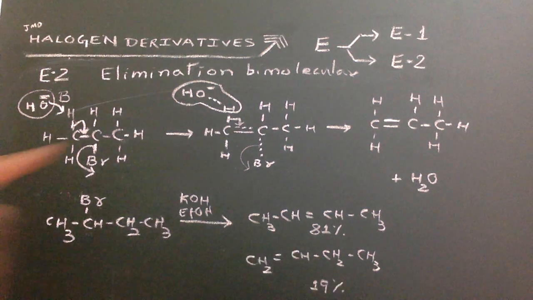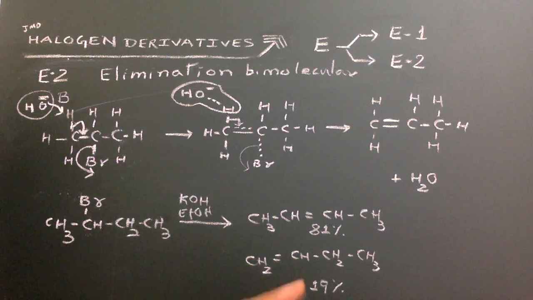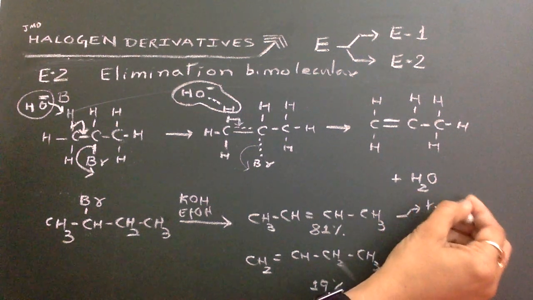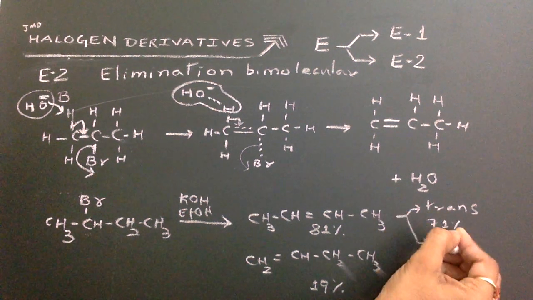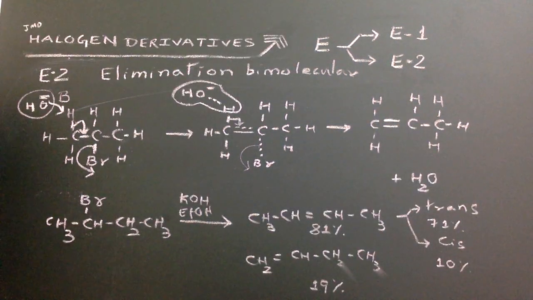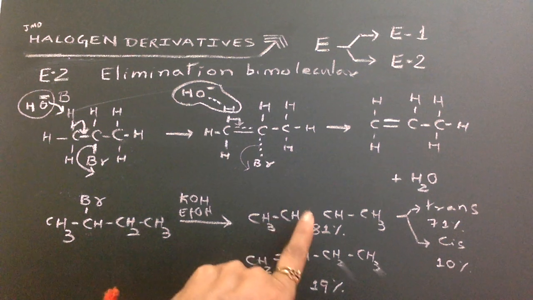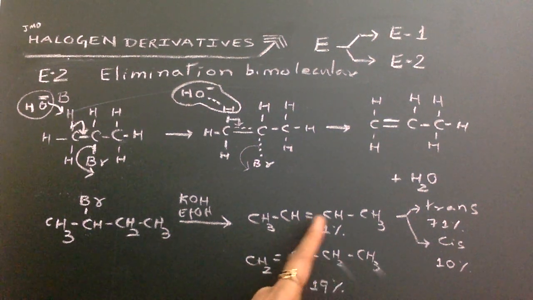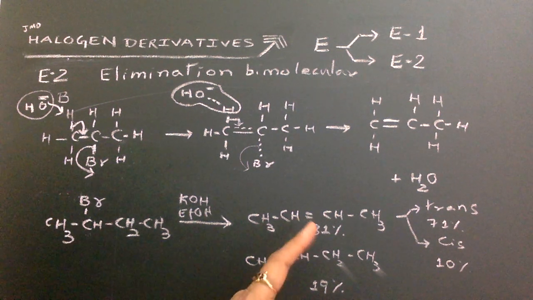But-2-ene can further be broken into trans-butene and cis-butene, where the trans isomer will be 71%, while the cis isomer will be only 10%. The trans is more stable than the cis isomer. And this is as per Saytzeff's rule, and Saytzeff's rule states that the more substituted alkene is the major product during beta elimination.